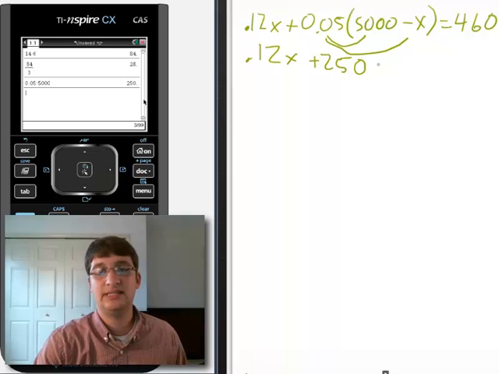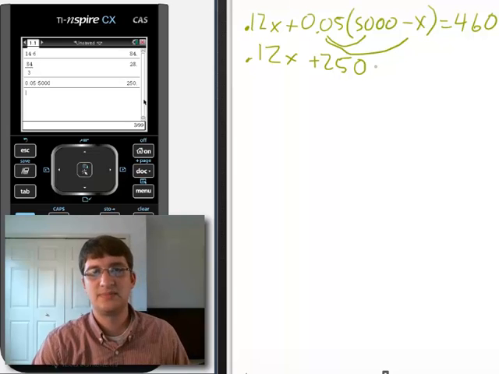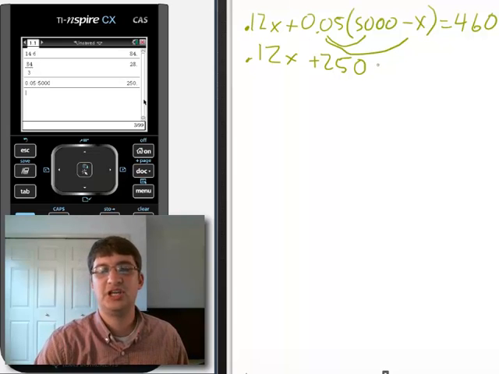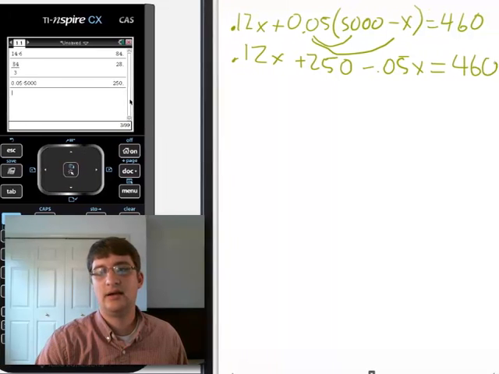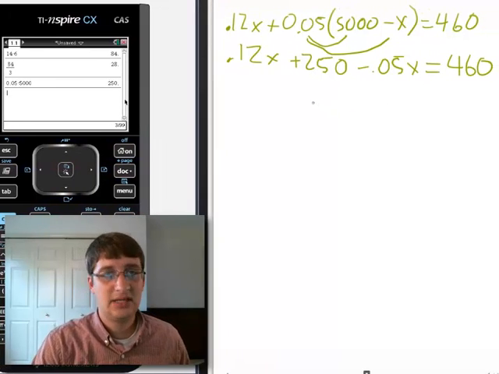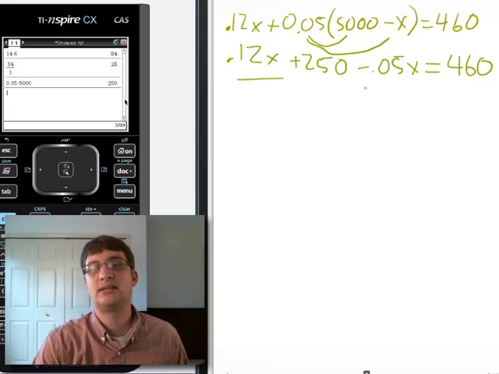Now let's distribute that 0.05 to the negative x. I'm just going to attach it, but because we're multiplying it with a negative x, the positive 0.05 changes to a negative 0.05x. Equals 460. Now, time to keep simplifying, so I'm going to combine these like terms.